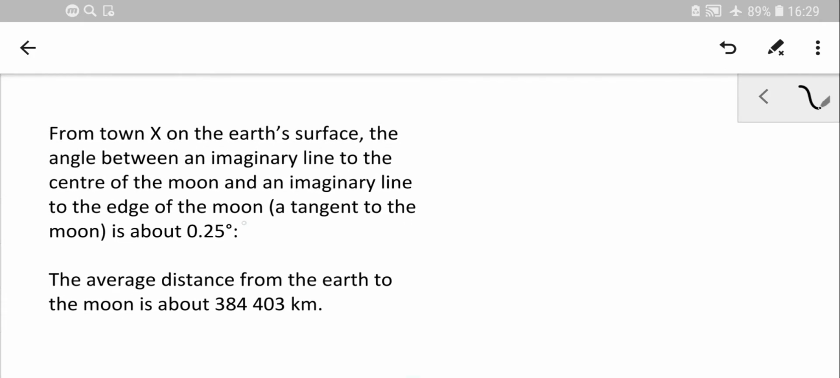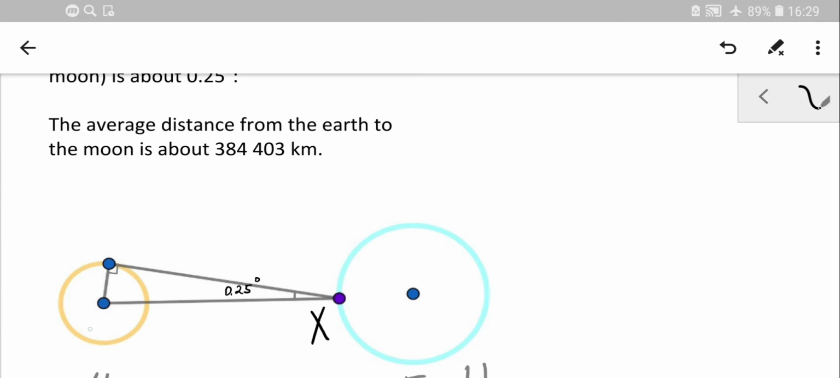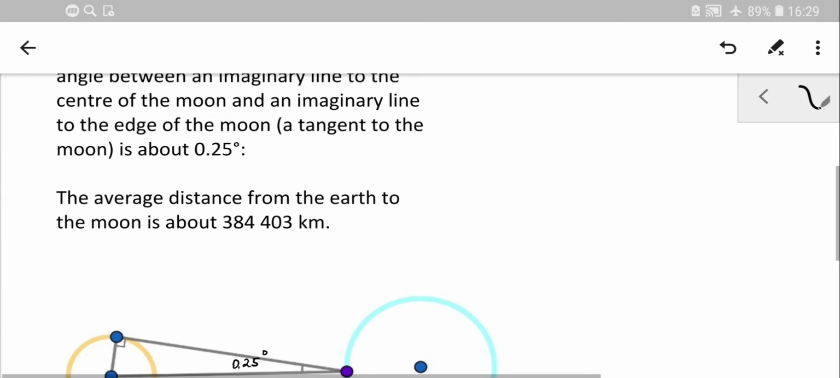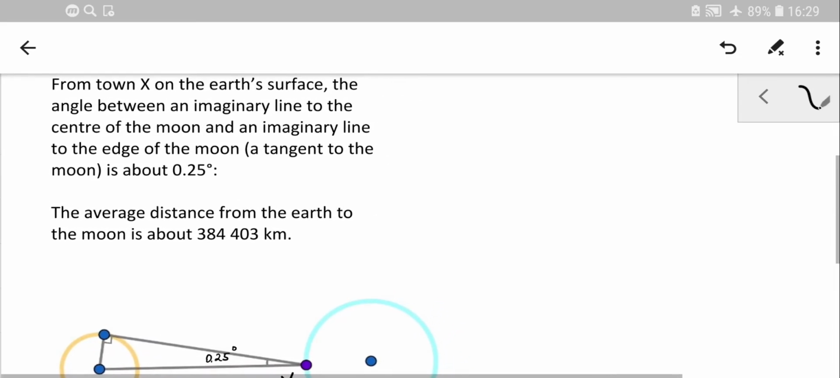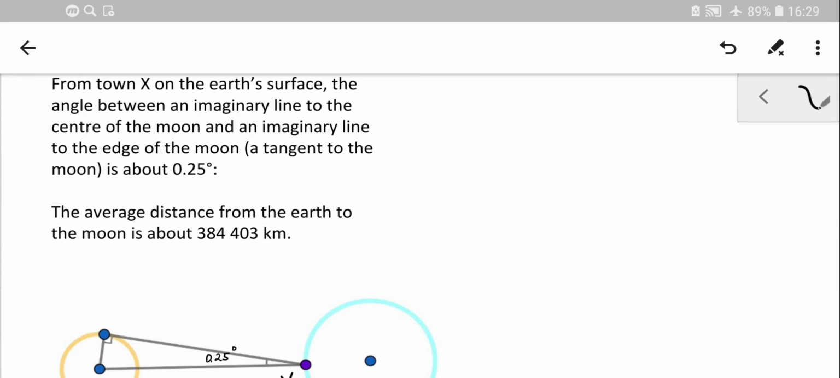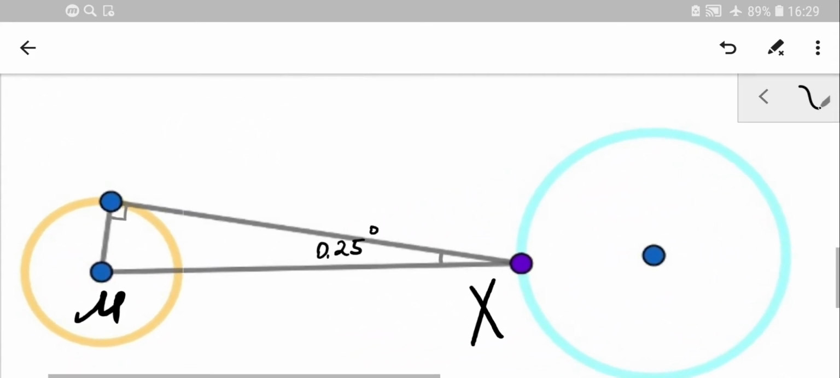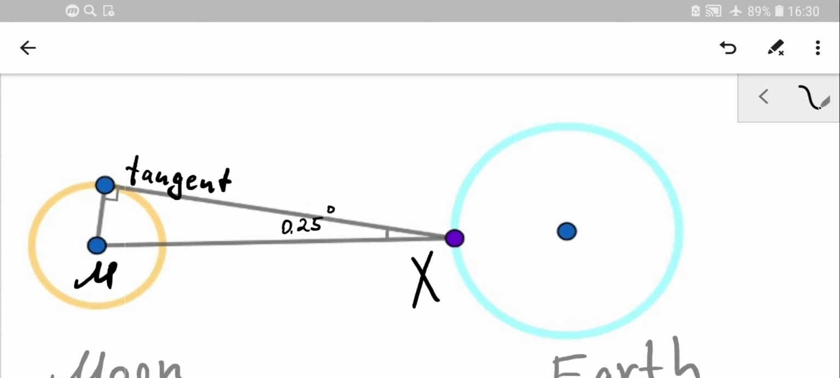So from the town X on the Earth's surface, the angle between the imaginary line to the center of the Moon, that means that line, let's put the letter M here. So this line, that how the Moon is observed by people in the town X, and actually imaginary line, which is tangent to the edge of the Moon, okay? And in this case, if you try to measure those two angles, the angle between the tangent line to the edge of the Moon and the line that connects two centers, so basically the Moon center and the town X, so probably their center as well. Okay, so the angle is going to be 0.25 degrees.